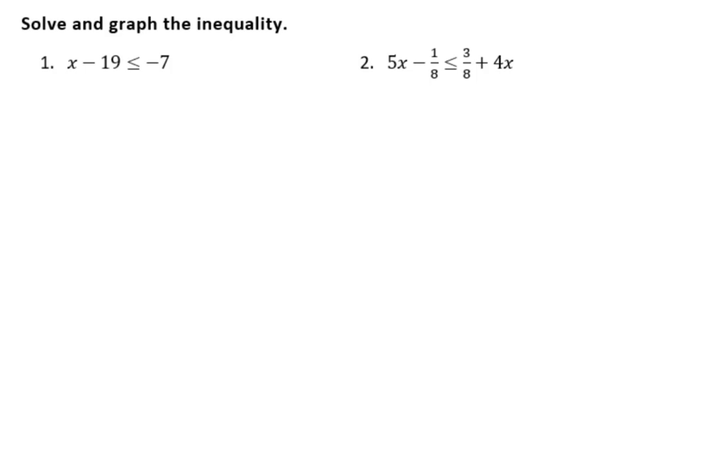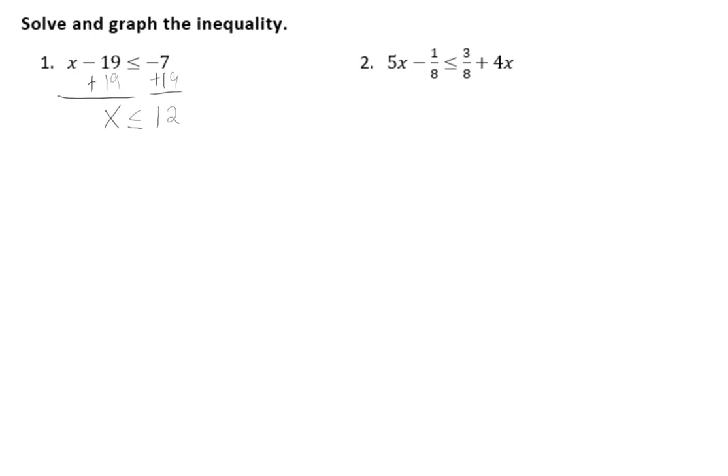All right, in these two examples, we're asked to just solve and graph. So we're going to start by getting that x by itself by adding 19 to both sides. And that -19 and 19 will cancel out, giving us x by itself. Bring down your sign. 19 take away 7 gives you 12.